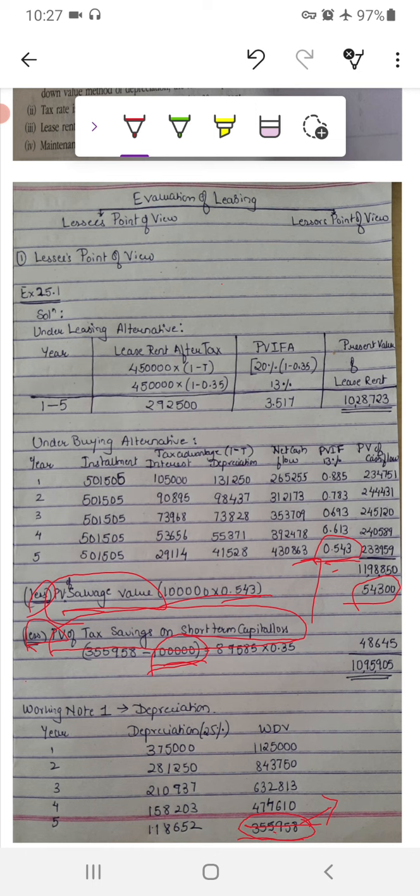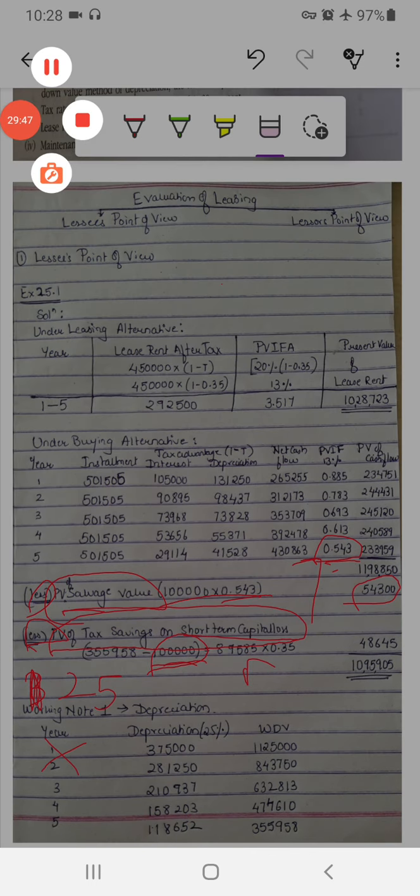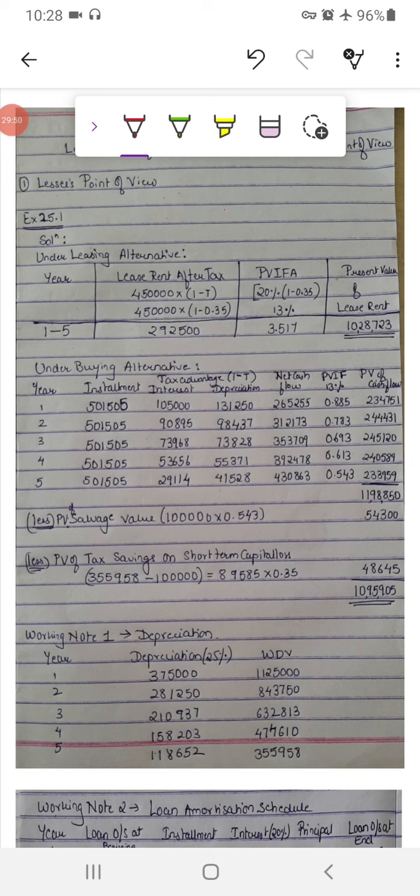Please pay attention. So 3,55,958 minus 1 lakh gives us 2,55,958. Now this into how much tax are you saving? 35%. So into 35% gives us 89,585. Okay, so this calculation is 89,585. Now how did I get this 89,585? I'll just repeat the calculation once again.